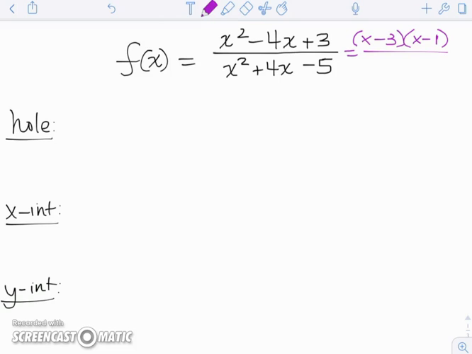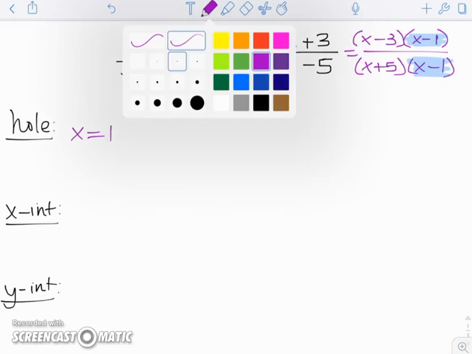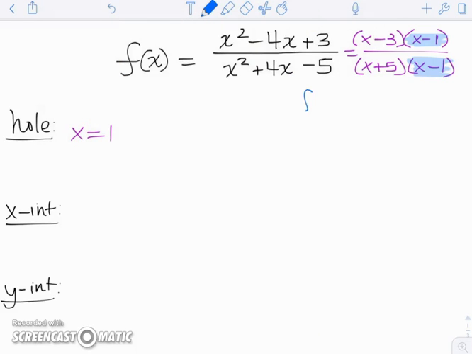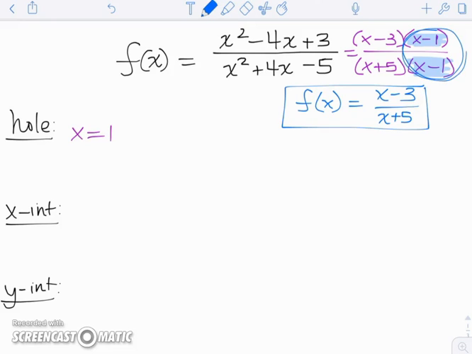And what you notice is we have this common term of x minus 1. Keep in mind, that's a factor. That's not the 0. So if the factor is x minus 1, then my 0 must be x equals 1. So at x equals 1, I have a hole. For the rest of my work, I'm going to use my reduced function, x minus 3 over x plus 5. This is now my function for the remainder of the problem because I got rid of the hole. Otherwise, I'm going to keep running into that does-not-exist.